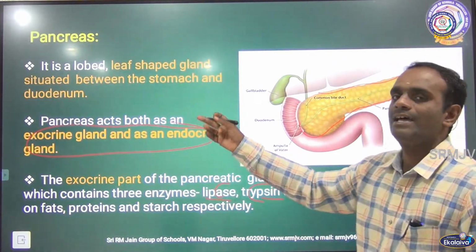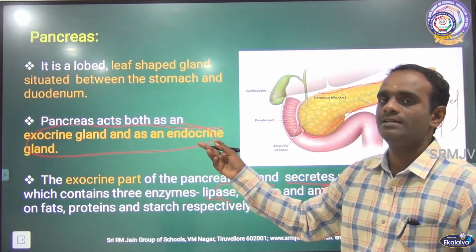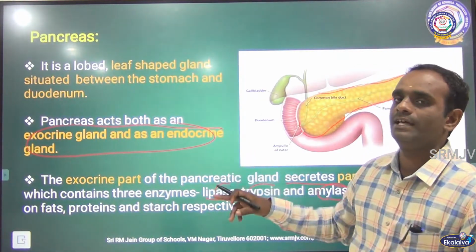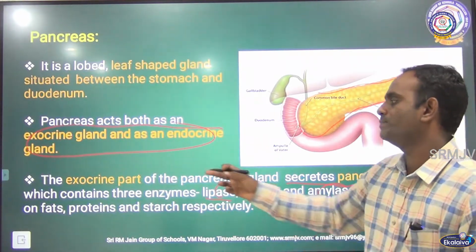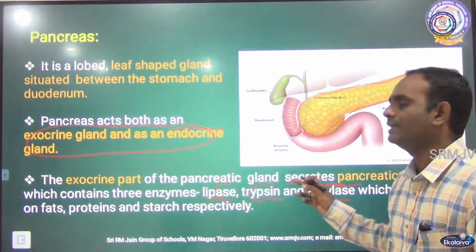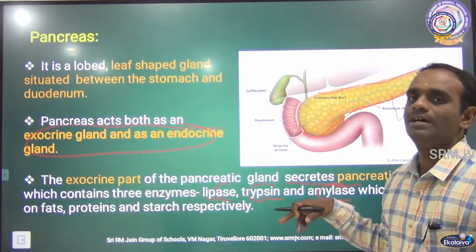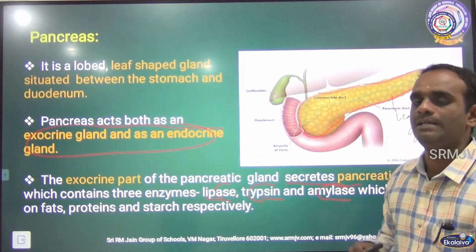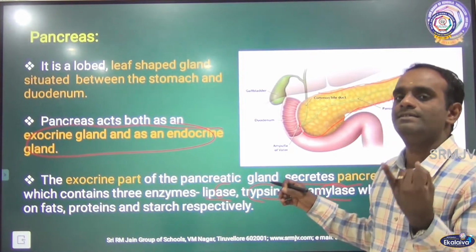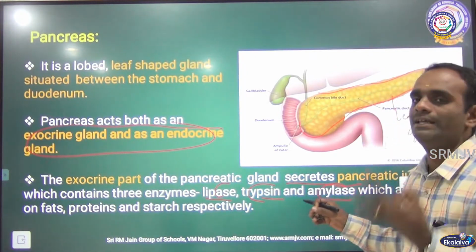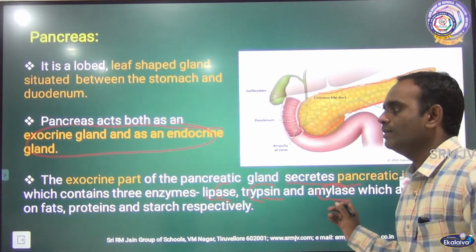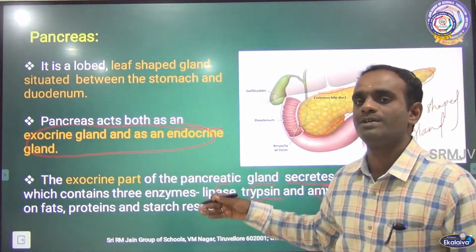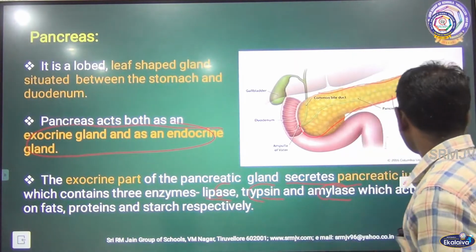So pancreas acts as a dual character, that means both as an endocrine gland as well as the exocrine gland. The exocrine part of the pancreas secretes pancreatic juice. The pancreatic juice consists of three main enzymes. What are the three main enzymes? Lipase, trypsin and amylase, which act on fats, proteins and carbohydrate, that is starch, respectively. Clear, children?